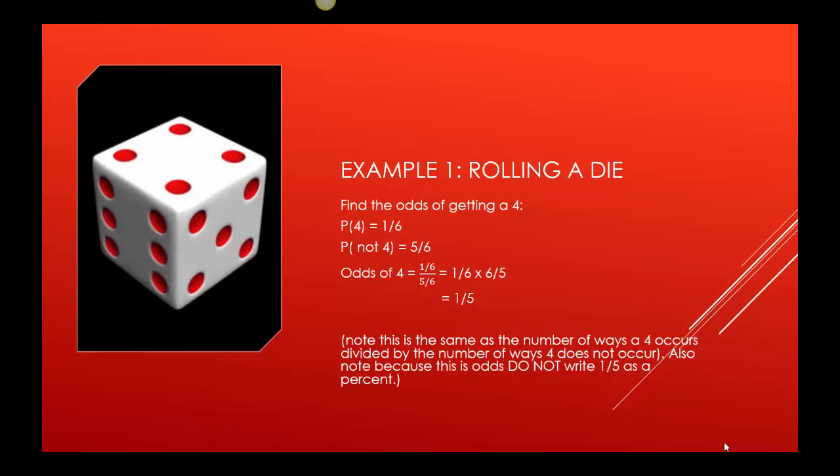Just a note, this is the same as the number of ways a 4 occurs divided by the number of ways 4 does not occur. Also note, because this is odds, we don't write 1/5 as a percent. So you could have gone back to this problem and said the odds of getting a 4 would be 1 way to get a 4 over 5 ways not to get a 4. But period, stop right there. You don't write 20% because we're not doing probability here.